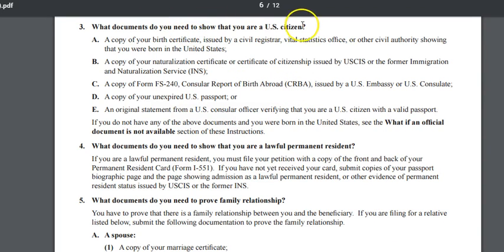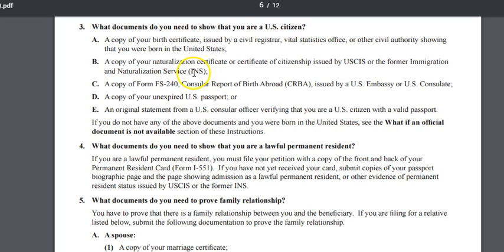Either you are a US citizen or you are a lawful permanent resident. If you are a US citizen, you need to show that. How to show that? Easy. You can submit a copy of your birth certificate issued by a civil registrar. Vital statistics, understand that.